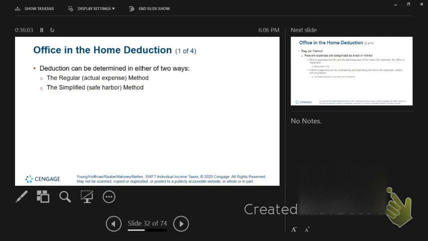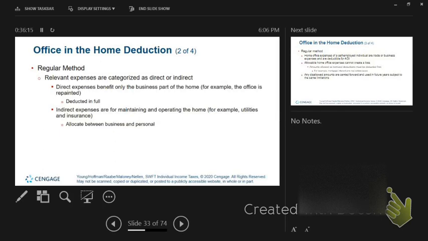All right, now there are two different ways to calculate it. The simplified method is really nice and easy. It's $5 a square foot. You go through and you calculate it. The direct method, you go through the parts of the house that only have expenses that are related directly to your office. And then the indirect method is where you go through everything for the whole house.